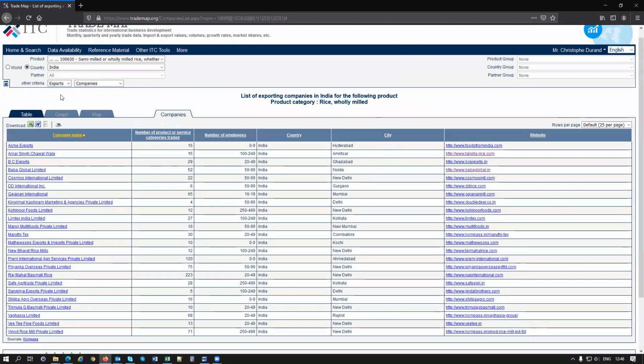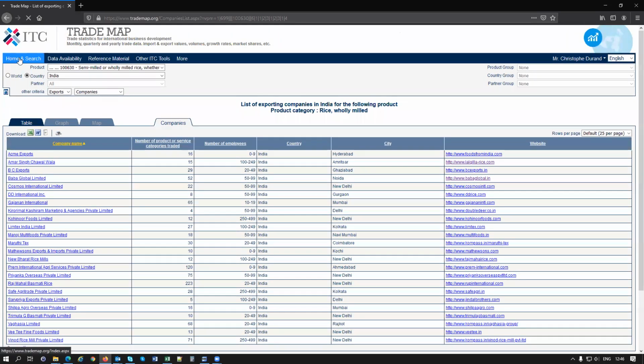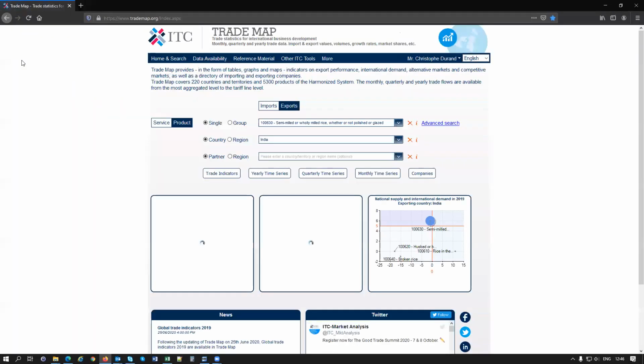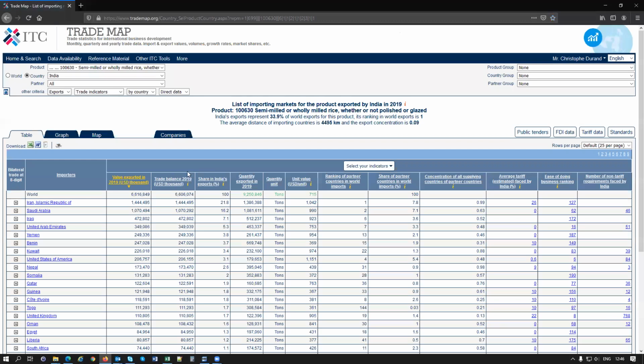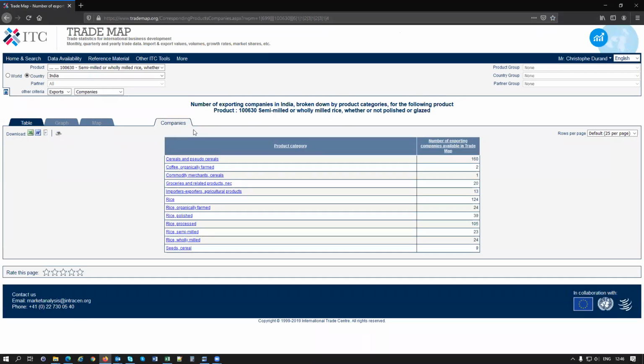So let me just go back from the very start. I'm clicking to home and search. So I have selected my product, I have selected my country, and on the export side, here I'm looking at India's exports because me as a Kenyan importer, I want to find suppliers. And what I did is that I went to the trade indicators and clicked on the companies tab over here. From there, I chose my very specific kind of rice. So I chose wholly milled rice, but semi-milled would just work the same way.